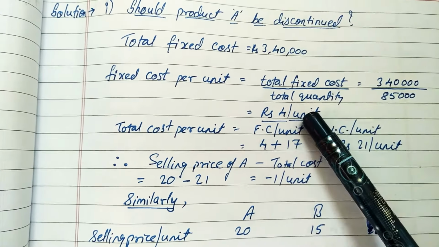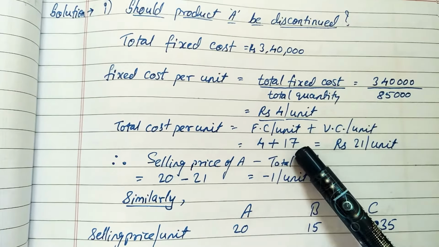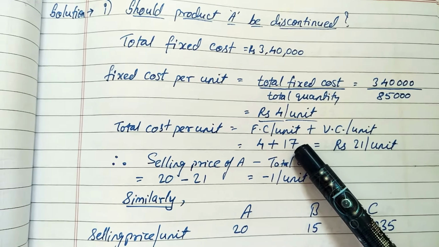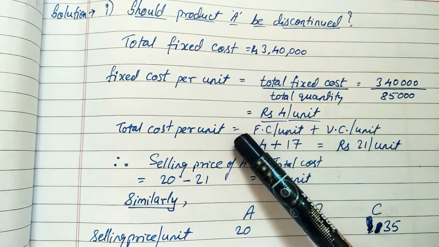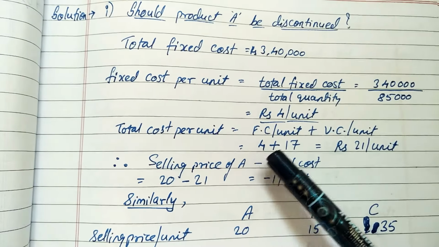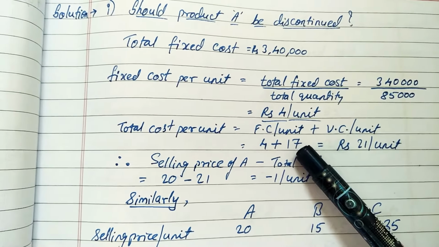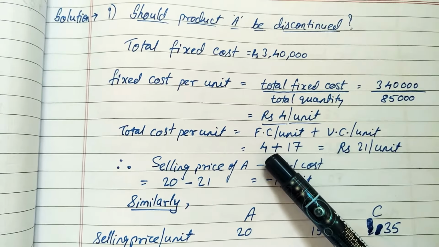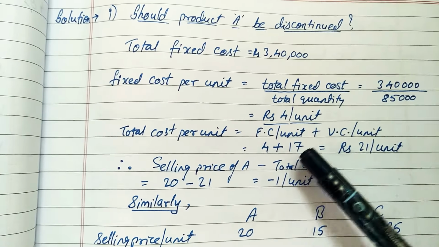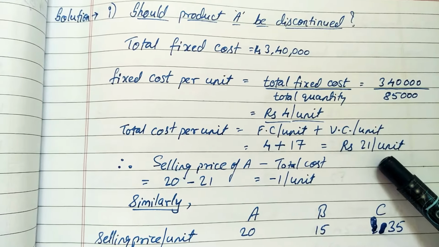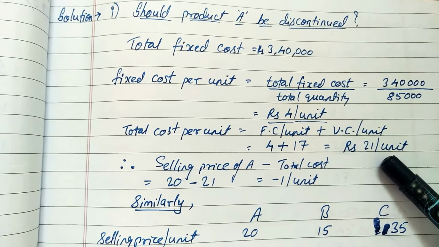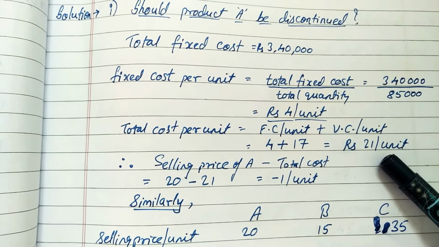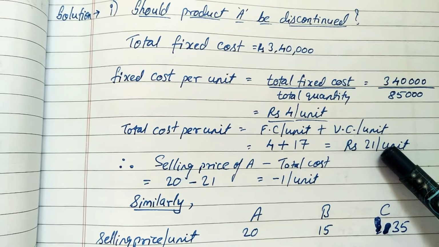Fixed cost per unit is 4 rupees per unit and variable cost per unit is given as 17 rupees per unit. Now we are doing it only for product A. 17 rupees is the variable cost given to us in the question itself. So we add the fixed cost per unit and variable cost per unit and we get 21 rupees per unit. That is the total cost per unit for product A.